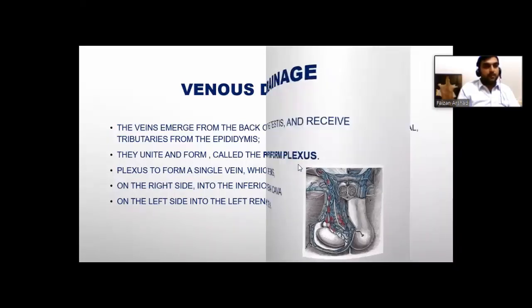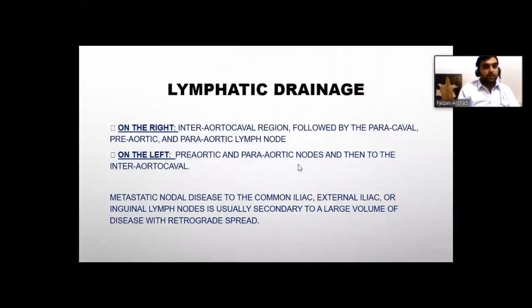Lymphatics: on the right side, they are the interaortocaval region, followed by paracaval and pre-aortic and para-aortic lymph nodes. On the left side, the pre-aortic and para-aortic nodes, and then into the aortocaval regions. Metastasis which occurs due to this disease is common in the common iliac, external iliac or inguinal lymph nodes, and is usually secondary to large volume of the disease.